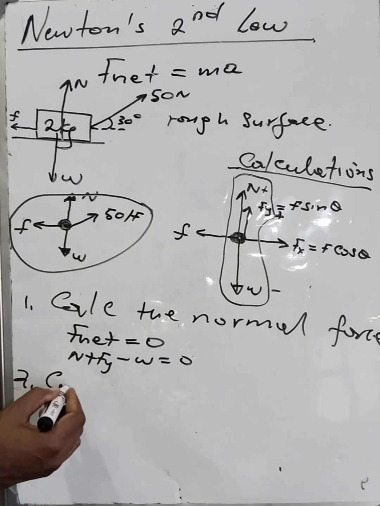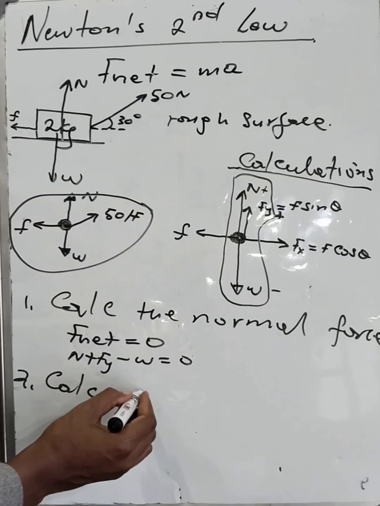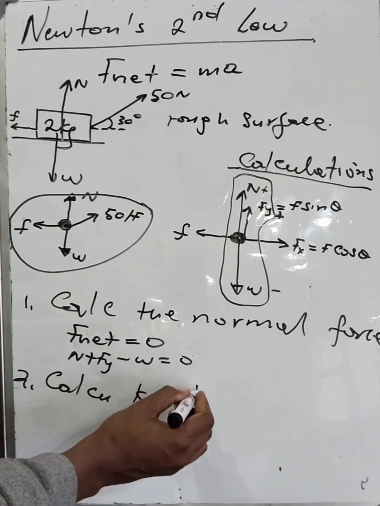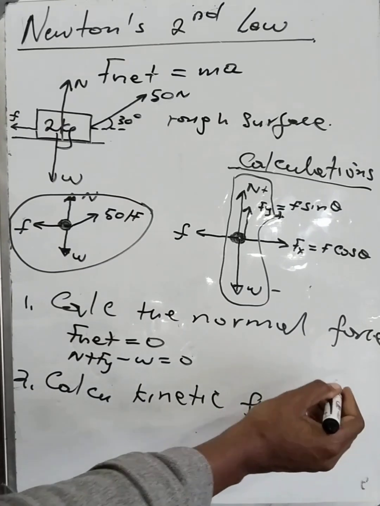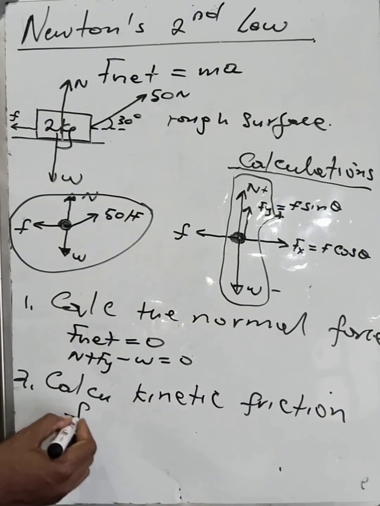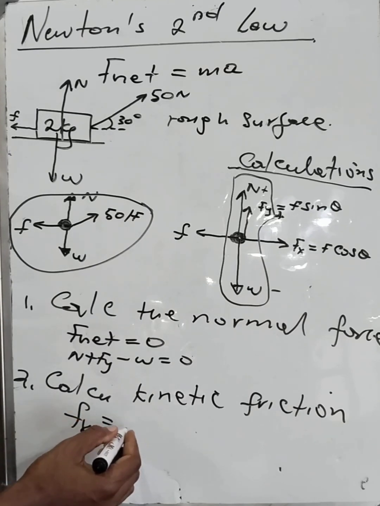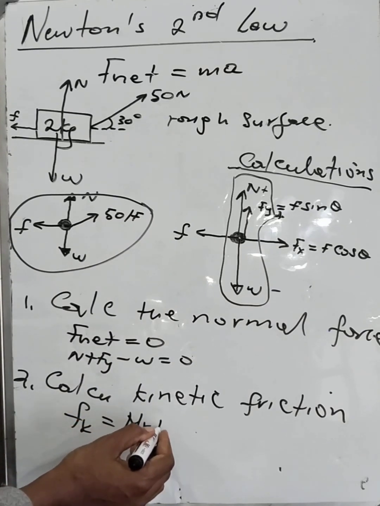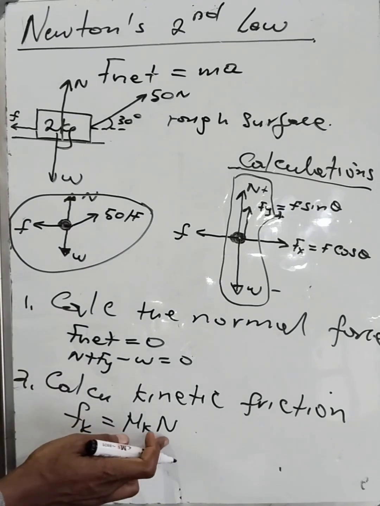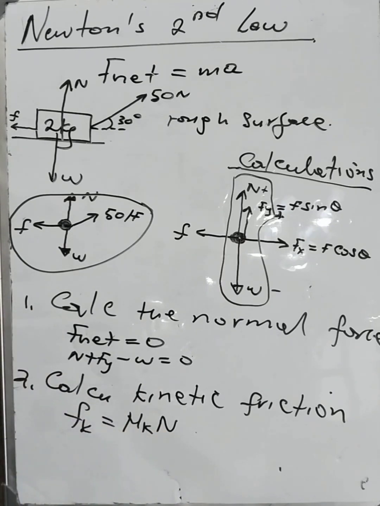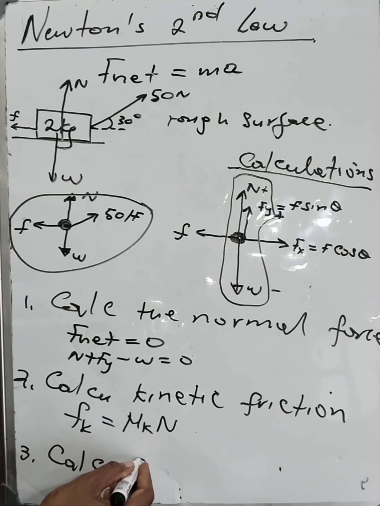The second question can say calculate the kinetic friction. We're going to use Fk is equal to mu k times the normal force. Remember, the normal force is calculated in the first question. Then you just substitute. The coefficient of kinetic friction will be given. The last question can say calculate force applied or calculate acceleration.